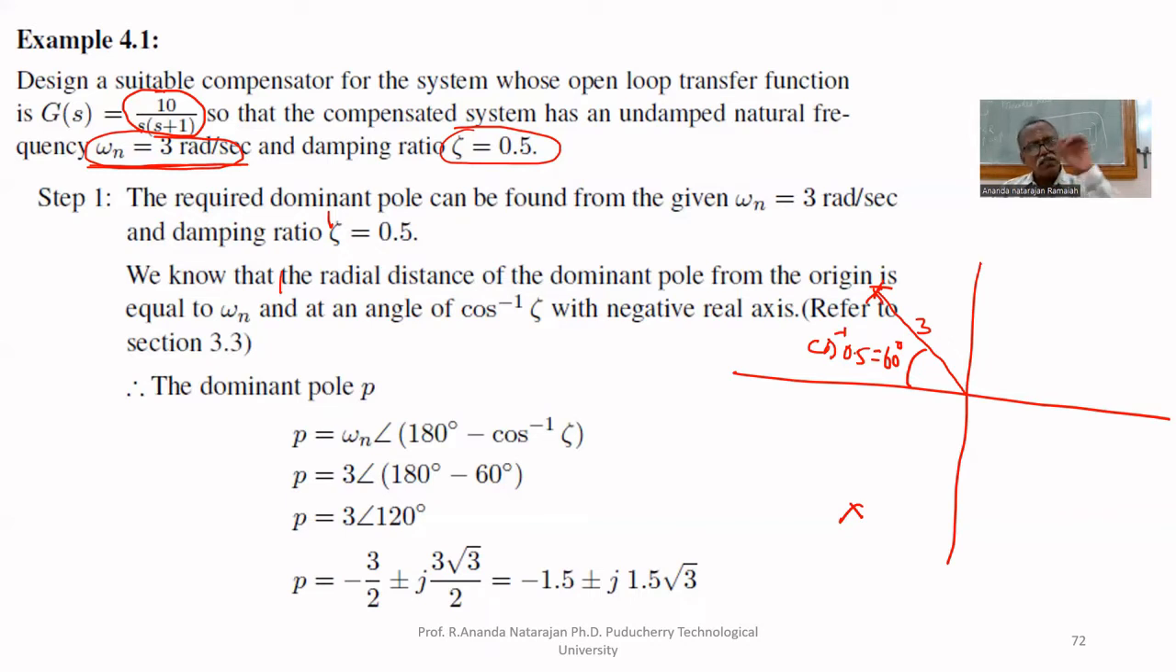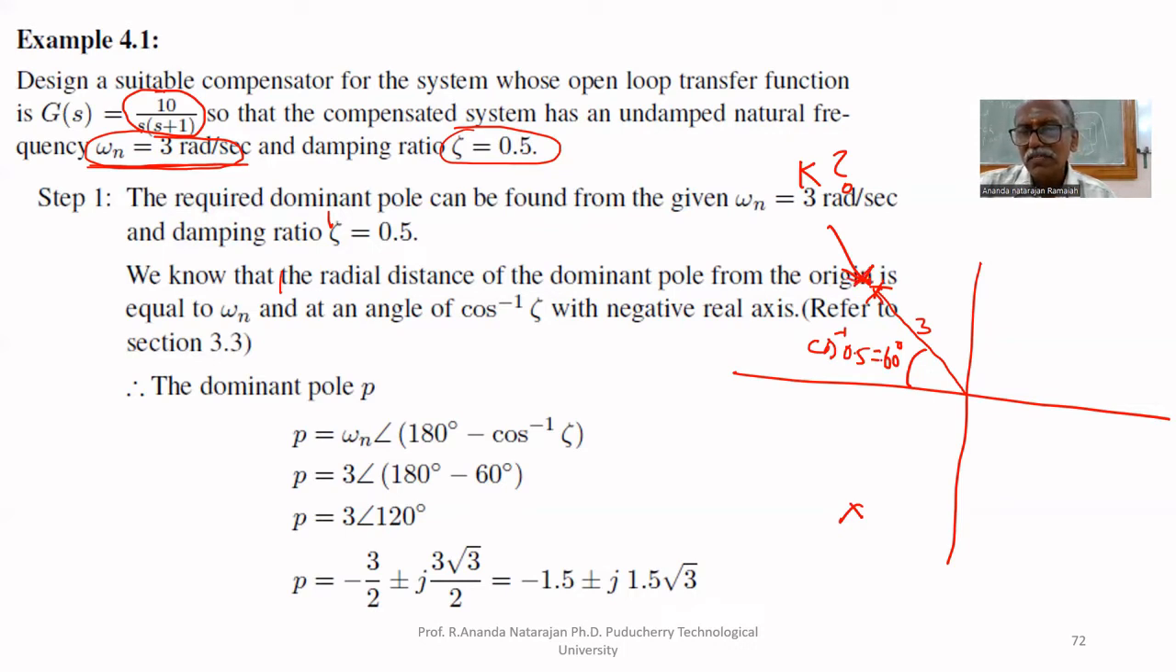Therefore, this pole must be on the root locus, and we have to find the value of k at this point. But we have to ensure that the root locus is passing through that point. Then only we can find k there. If the root locus is not passing through that point, there is no meaning in finding k at that point. So we have to ensure that the root locus is passing through that point. Let us draw the root locus and check whether this point is on the root locus or not.